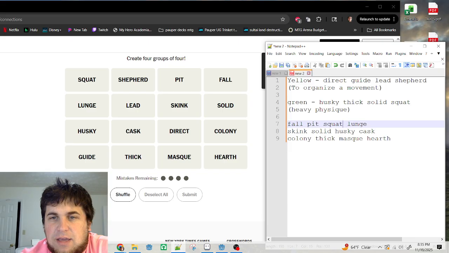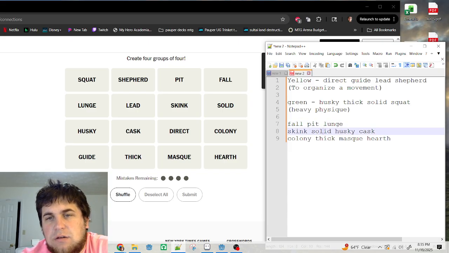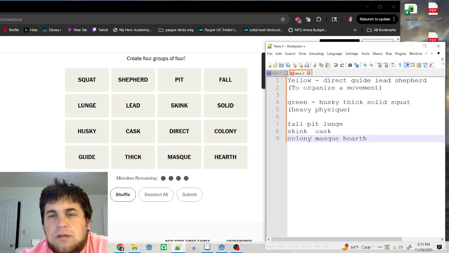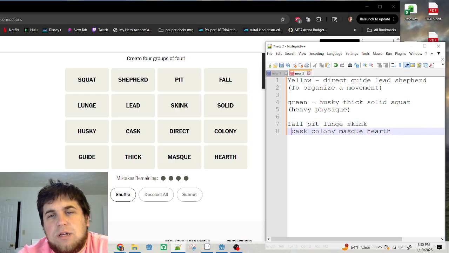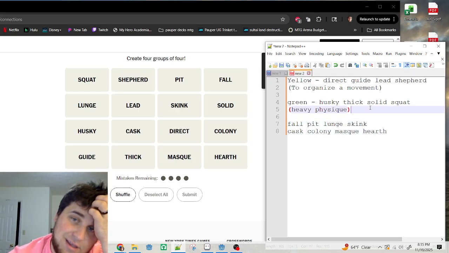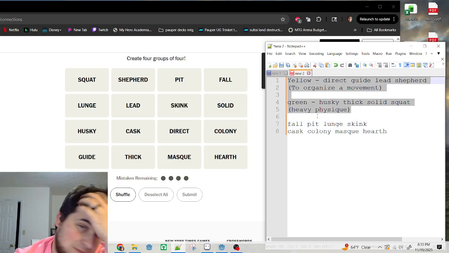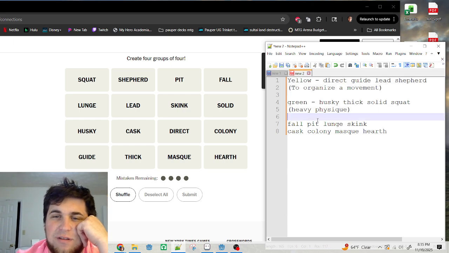In that case, we can take out squat. We can take out solid and husky. We can take out thick. Let's get these in 2 lines of 4, since that is how this game is usually looked at, it makes it a little more intuitive for me. So we're just assuming that these 2 are correct as I move forward and try to untangle the others.